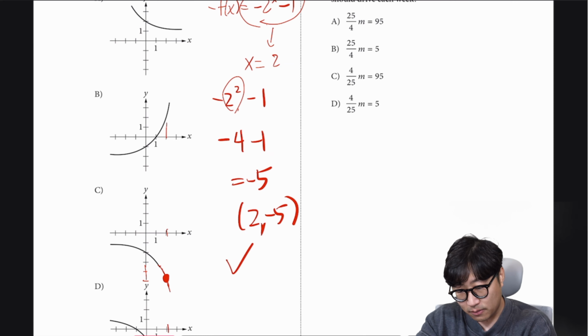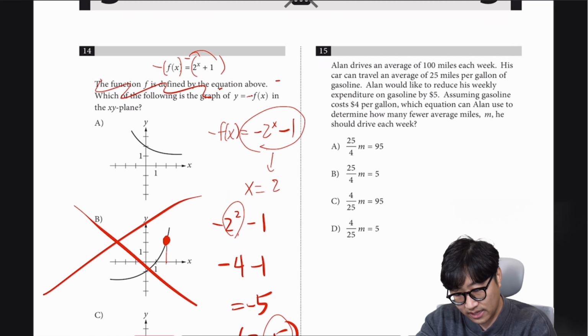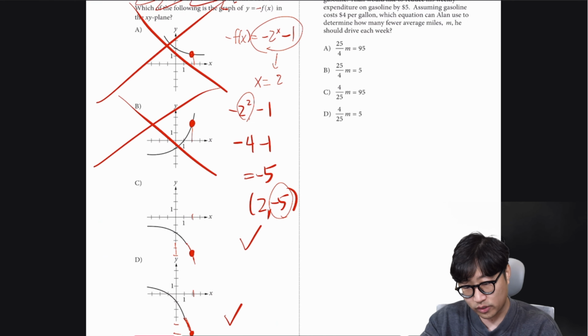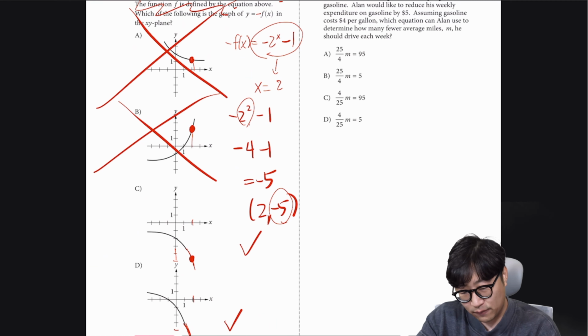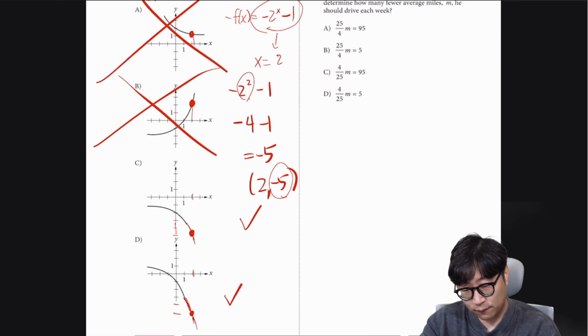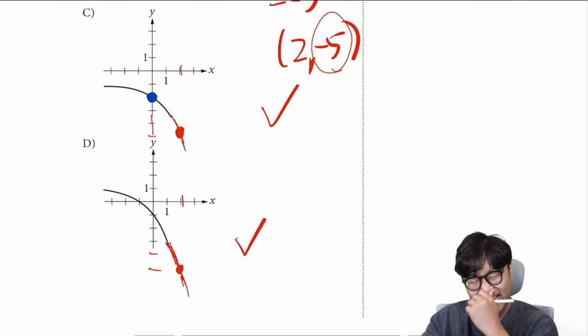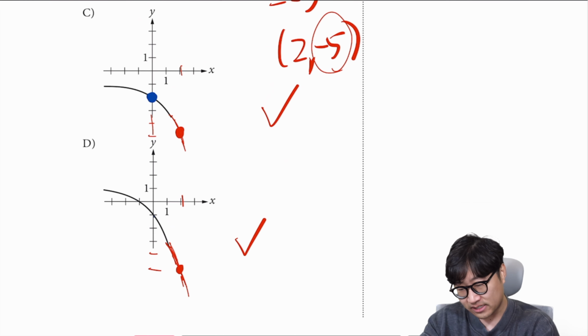But if you look at B, well, no, that's positive, but it should be negative, so that's out. And then for A, same thing, that's positive, that's out. So in between C and D, we're stuck again, right? So what are you supposed to do? Just try another point. If you look at C and D, the great news is the difference between the two, well, the y-intercept is different. Choice C has -2 as a y-intercept. Choice D has -1 as a y-intercept.